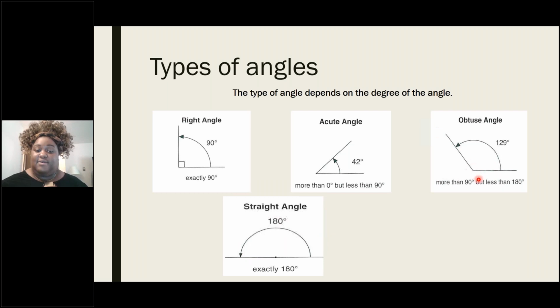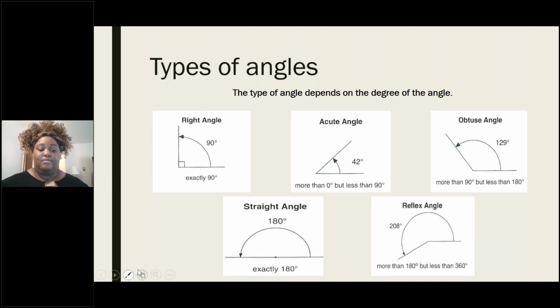This obtuse angle is less than that, but it's going to be more than our right angle and definitely more than our acute angle. And then the last type is called a reflex angle. And this angle is kind of like the one on the problem we saw earlier, where it's almost as if you're forming that whole circle, but not quite. So it's less than 360 degrees, but it's more than 180. So we went past that straight angle mark, but we're not quite at a full circle.